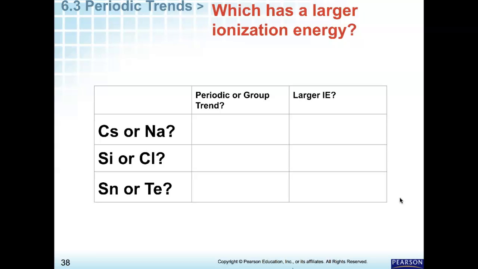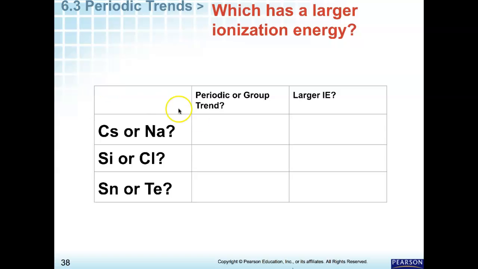So which has a larger ionization energy? That's what it's going to look like on the test. I'm going to ask which has a larger or which has a smaller ionization energy. I'll do the first one with you. So cesium or sodium: first of all, look to see if they're in the same period or in the same group. I can see that cesium and sodium are in the alkali metals, group 1A.